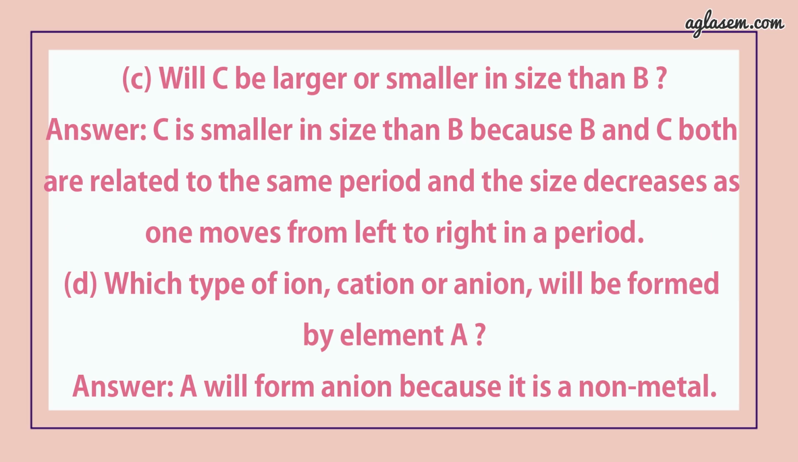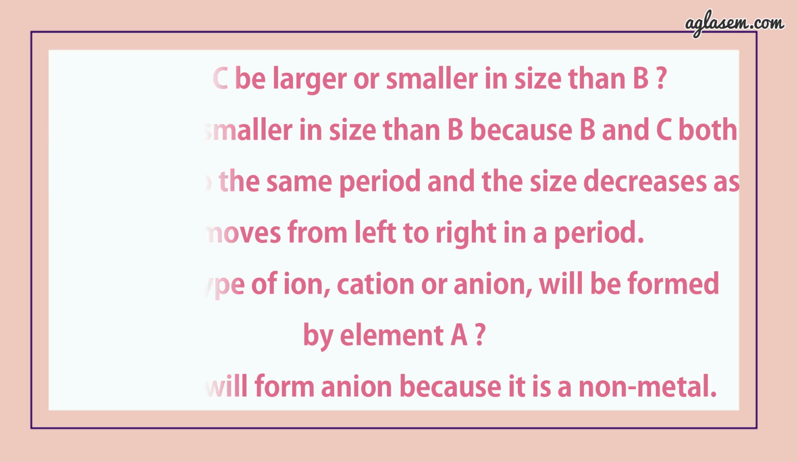For the C part, it says, will C be larger or smaller in size than B? Answer is, C is smaller in size than B because B and C both belong to the same period and the size decreases as one moves from left to right in a period. For the D part, it says, which type of ion, cation or anion, will be formed by element A? Answer is, A will form an anion because it is a non-metal.